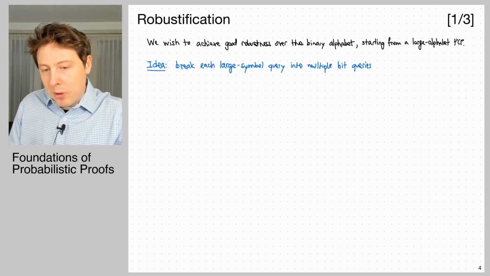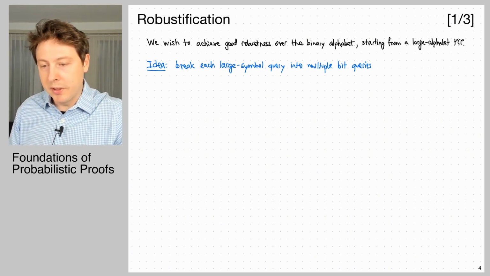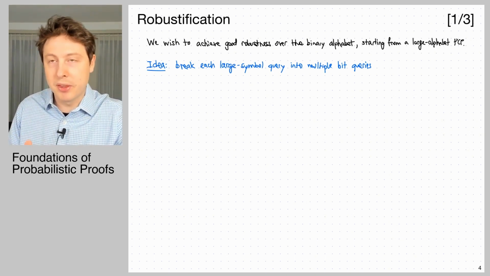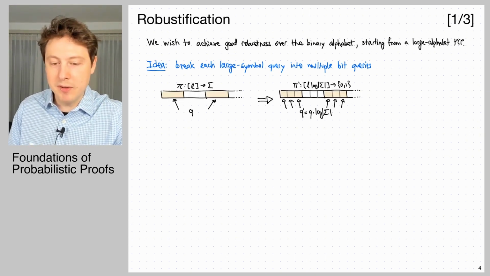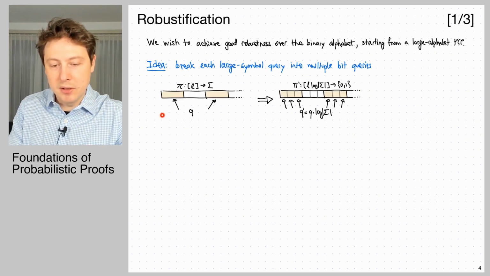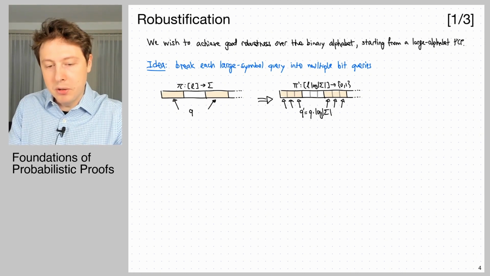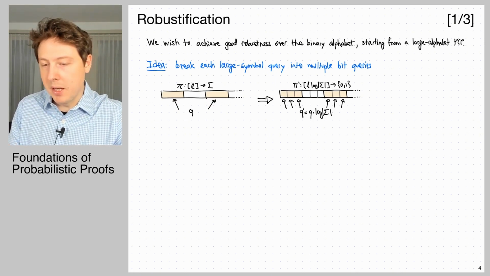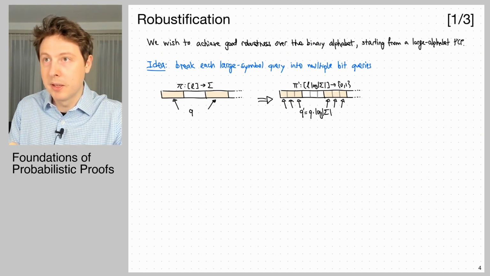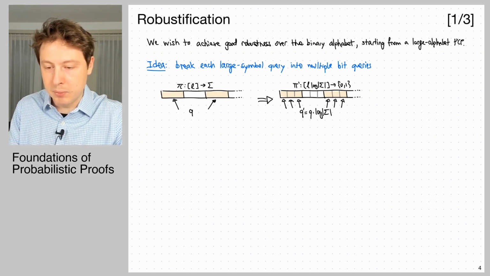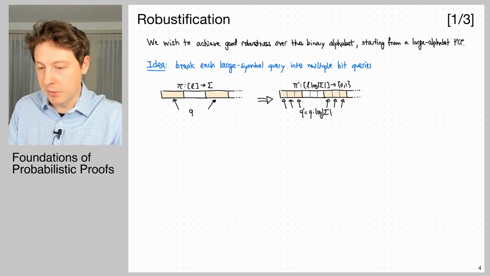Now, intuitively, we're going to want to break each large symbol query into multiple bit queries. Let's start with a truly naive solution. Let's say this is the original PCP we start from, where we're querying, say, 2 large symbols. What we can do is think of all the bits inside each symbol. For example, there are 3 bits in the first symbol, 3 bits in the next symbol, and 3 bits in the third symbol, and so on.